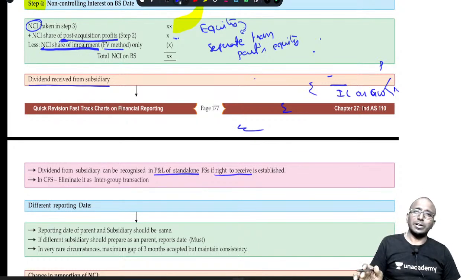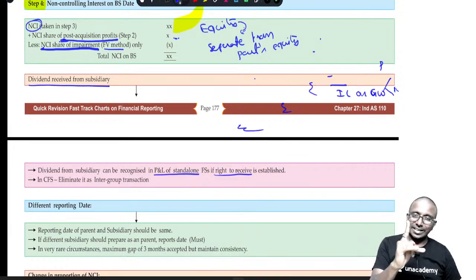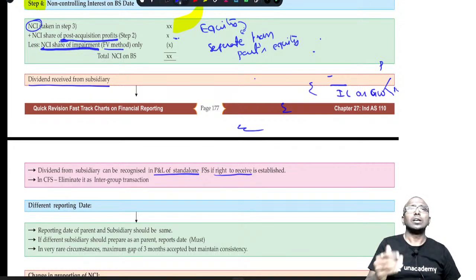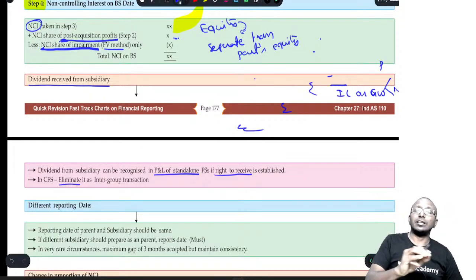It is very simple. It is an intercompany transaction, and it will be eliminated in the consolidated statements. Because you are considering holding and subsidiary as one single entity, and only on that basis you are preparing the consolidated financial statements. Then how can I pay myself a dividend? Obviously not. That's why it will be eliminated.